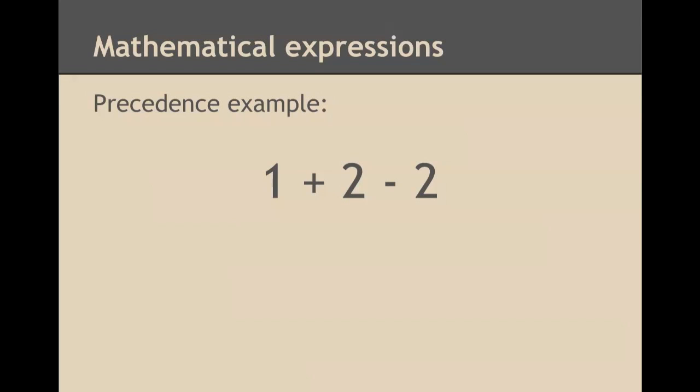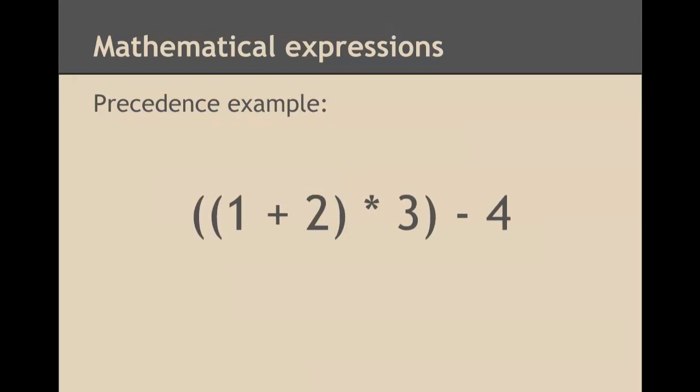Now in the expression all we have is pluses and minuses. So we'll do them in order from left to right. So 1 plus 2 is 3. 3 minus 2 is 1. Easy, right?